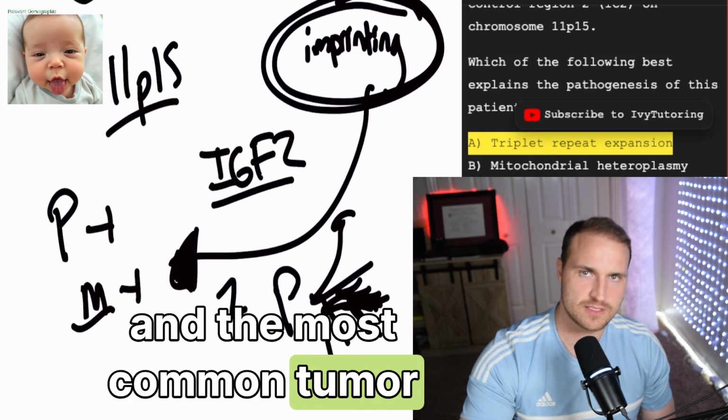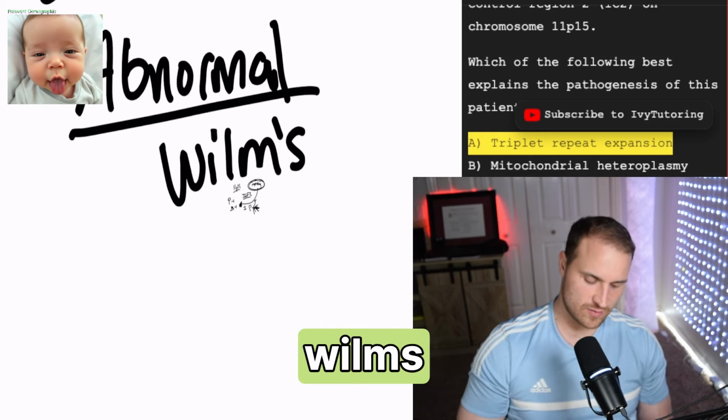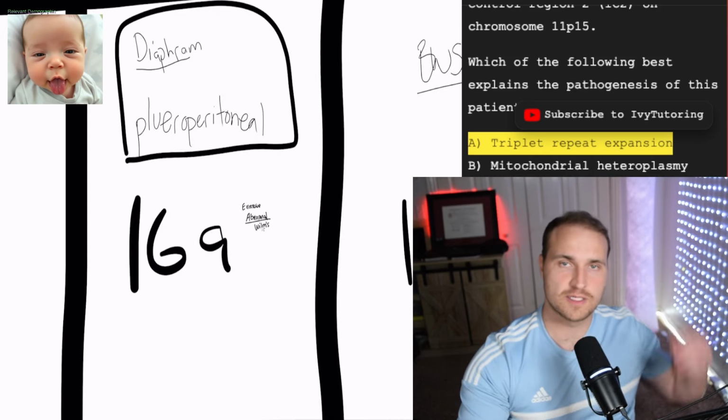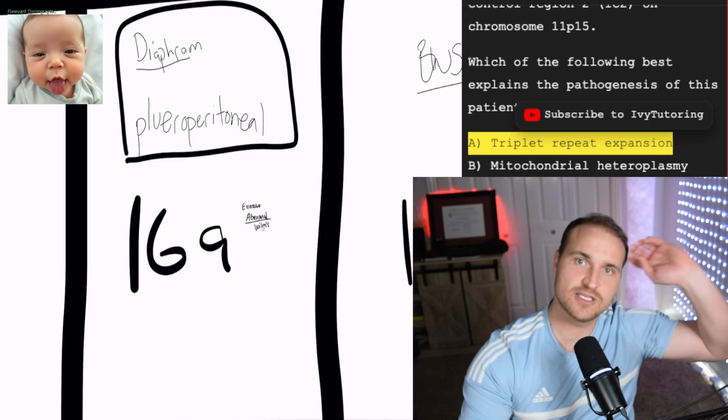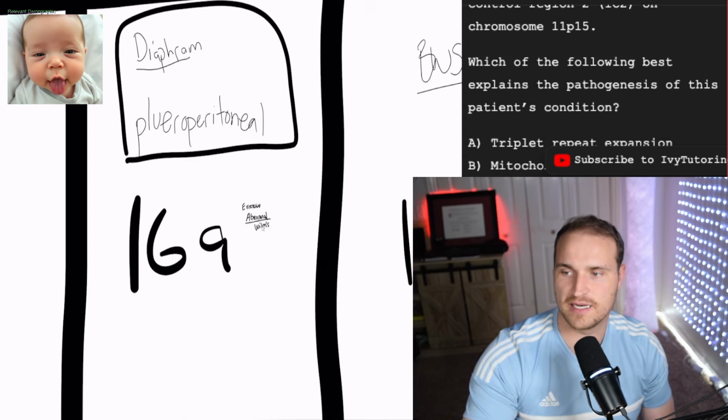And the most common tumor seen with Beckwith is Wilms tumor. So look out for the nephroblastoma, Wilms. And the gene that's normally maternally imprinted and overexpresses IGF-2. So it's abnormal imprinting. It's the loss of methylation on the maternal allele, and that causes biallelic expression. And so the answer is epigenetic silence failure.